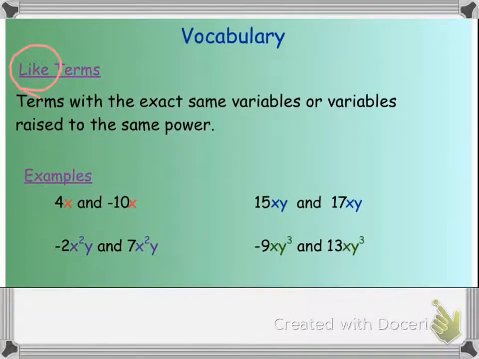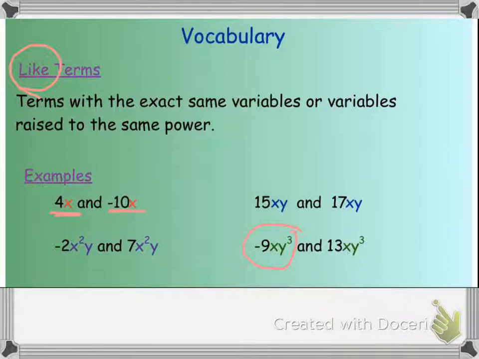Like terms, however, mean that they have the exact same variables, and those variables are raised to the same power. For example, 4x and negative 10x are like terms because they have the same variable, which is x, and they have the same exponent. In this case, there's no exponent, and that's fine. They have the same power then.